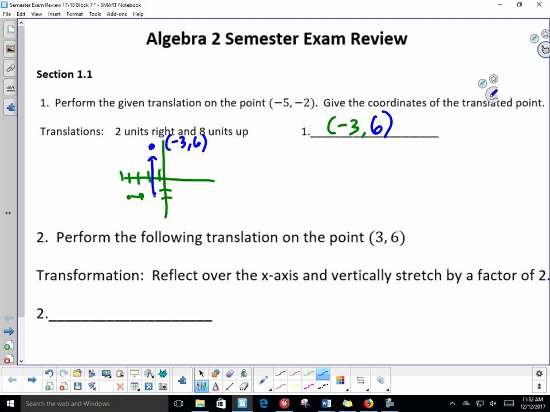So the biggest thing to remember is that in an ordered pair, you kind of just do what you need to. Everyone has a review packet? Okay. All right, let's move on to number 2.